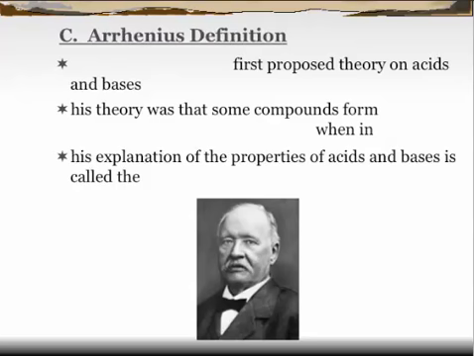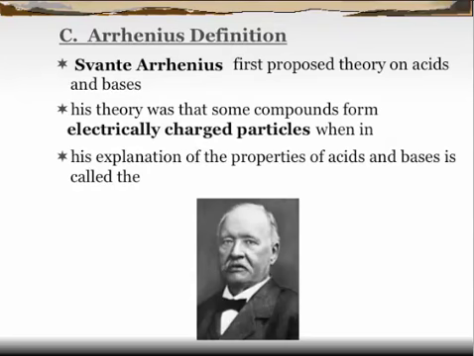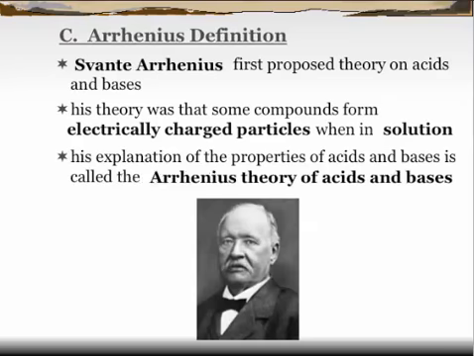Okay, so the Arrhenius definition. Svante Arrhenius first proposed the theory on acids and bases. His theory was that some compounds form electrically charged particles when in solution. His explanation of the properties of acids and bases is called the Arrhenius theory on acids and bases.